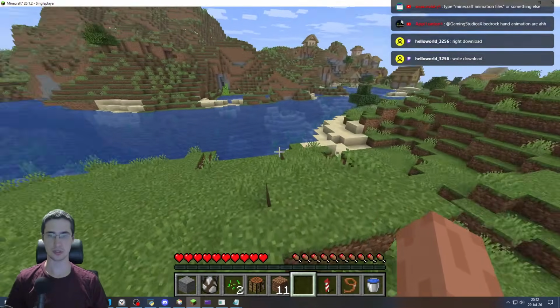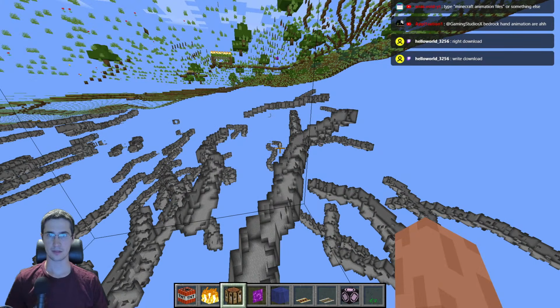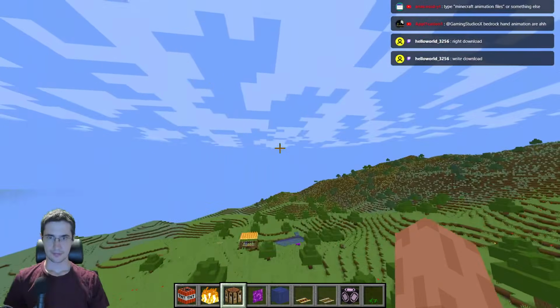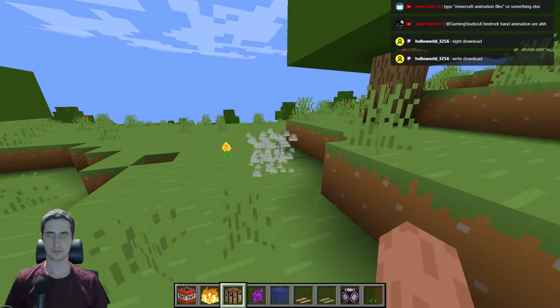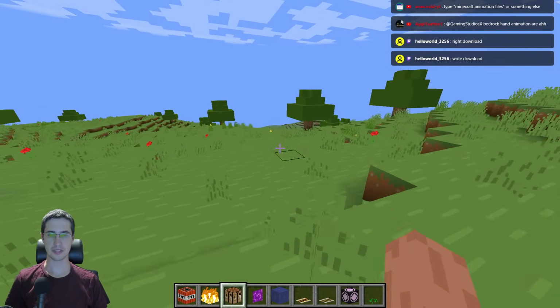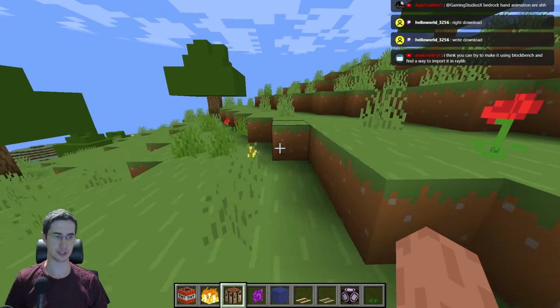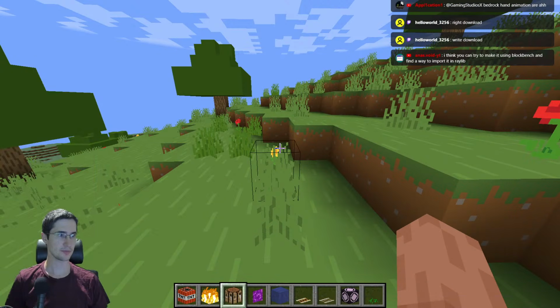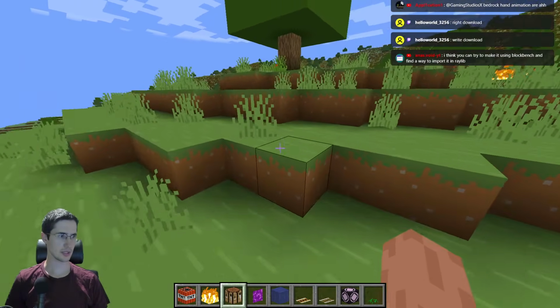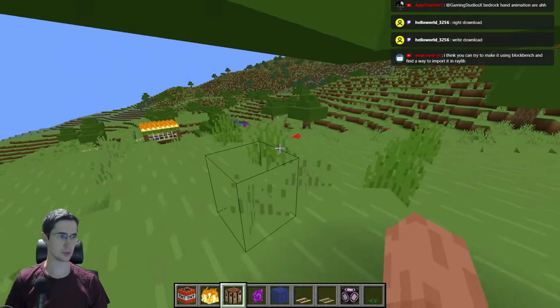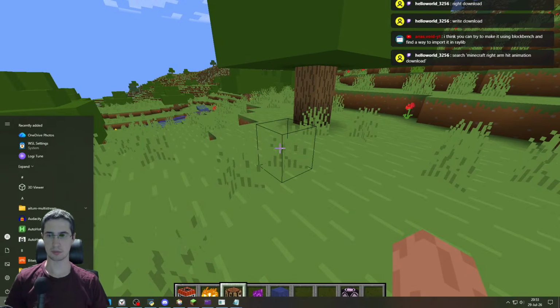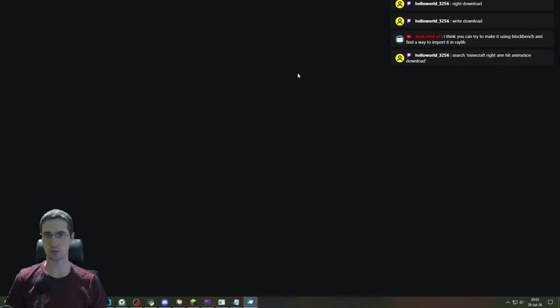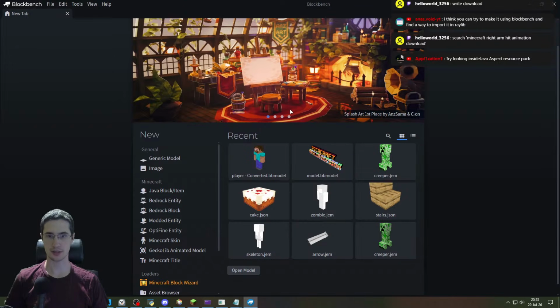Let me think about it. How are we going to approach this, chat? Is it possible the hand animation follows some kind of a function, chat? Is that possible? I think you can try to make it using Blockbench and find a way to import it in Raylib. Yeah, we can try Blockbench as well. Yeah, we can try that.